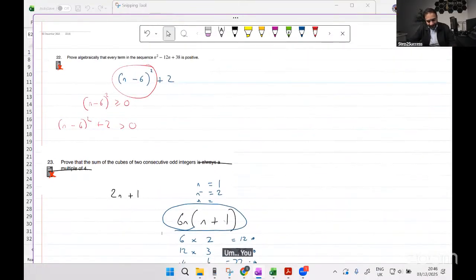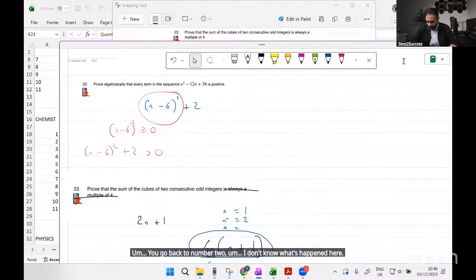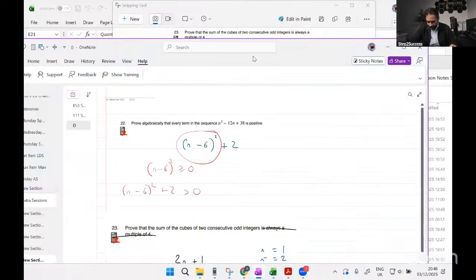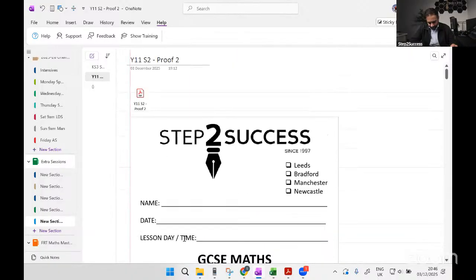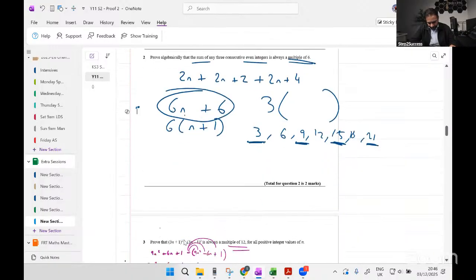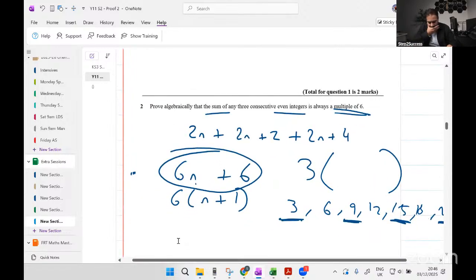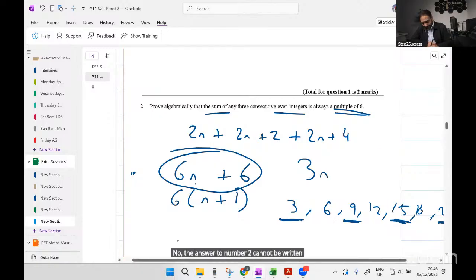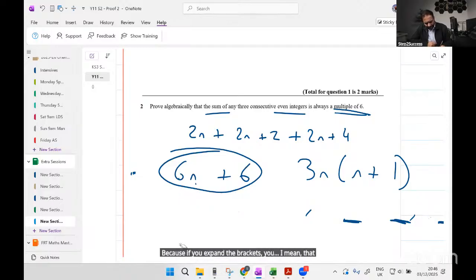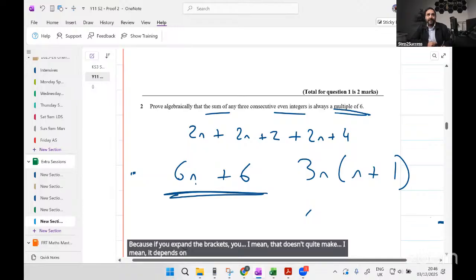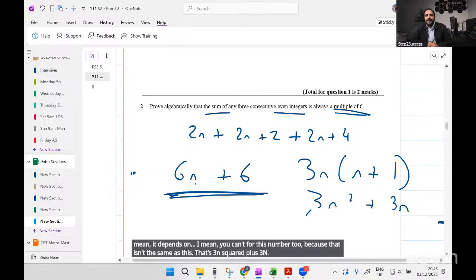You go back to number two. Oh no, what's happened here? No, the answer to number two cannot be written as 3n(n plus 1), because if you expand the brackets, that isn't the same as this. That's 3n squared plus 3n. So that's a completely different thing.